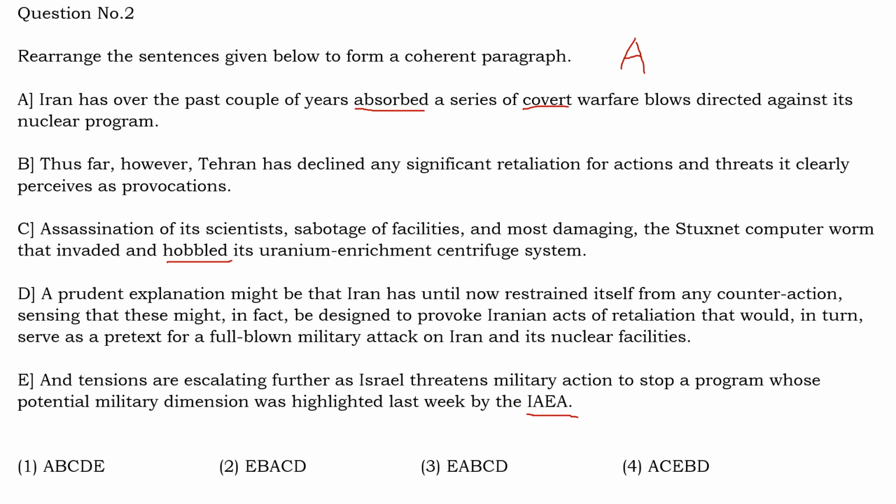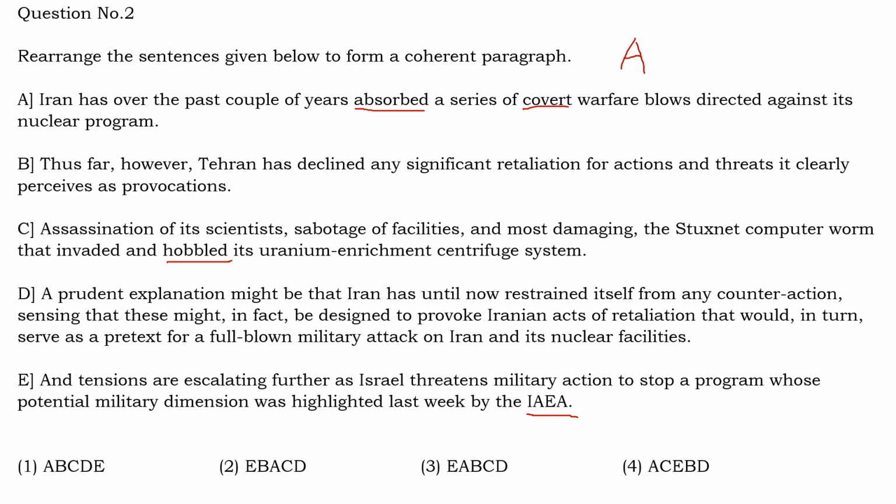They have absorbed the attacks done by whoever is doing it. So maybe some other countries are doing it. One country is given, Israel, but other countries might be doing it. So Iran has absorbed these kind of attacks. So option A will be definitely the opening sentence. And what then? Which should be the correct next one?